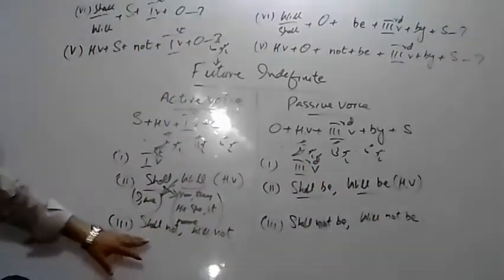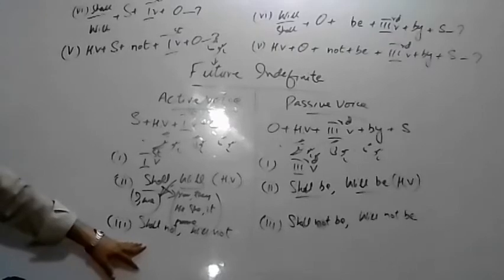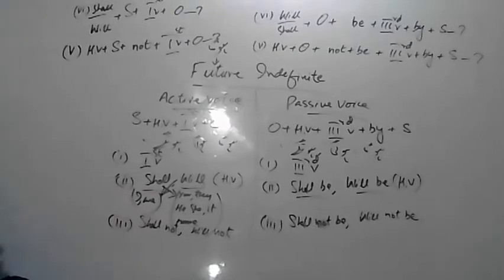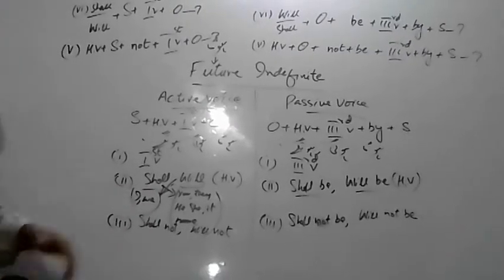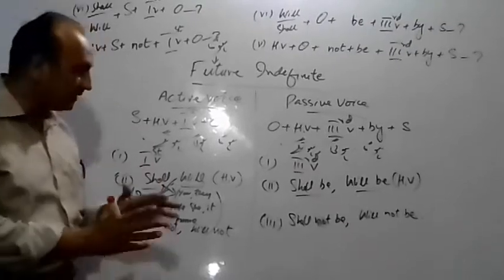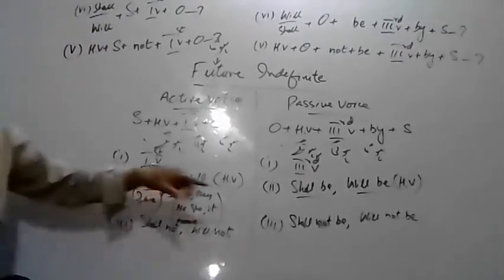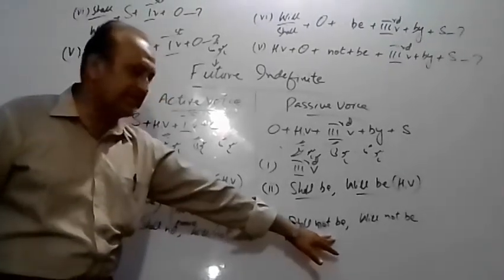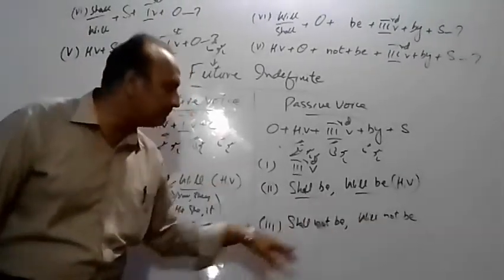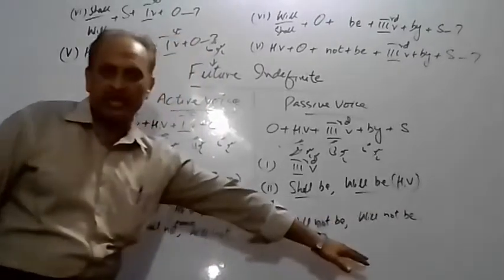Okay? Then, what does point number 3 tell us about? It tells us about the negative sentence. To make a sentence negative, what do we do? We place not with both of these helping verbs. And here, to make the sentence negative, we place not in between both of these helping verbs.